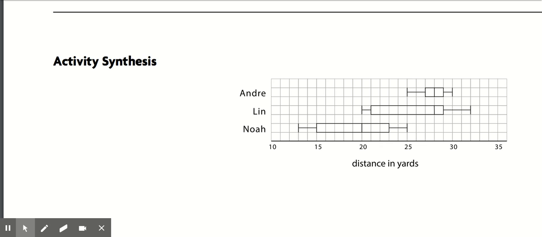Do I agree with the statement that more than half of Lynn's planes flew more than 25 yards? So I would look at Lynn's median. Her median is at 28 yards. More than half of her planes can fly more than 28 yards. So I would not agree that more than half of her planes can fly more than 25 yards.